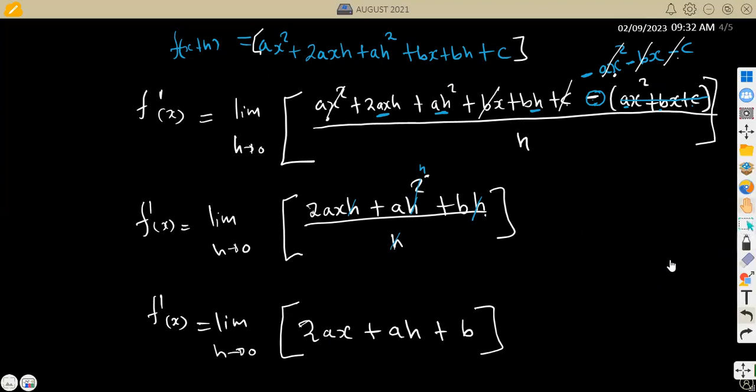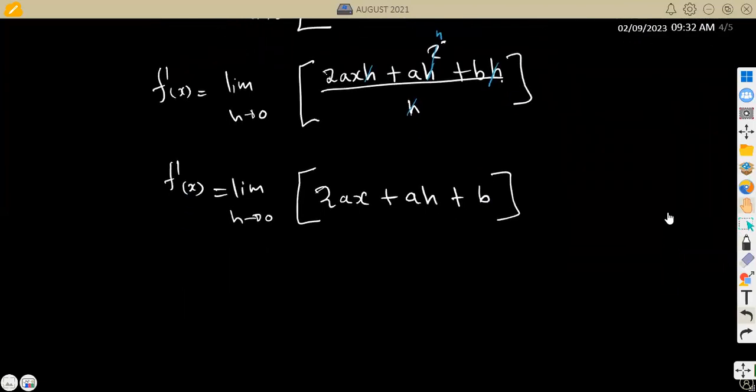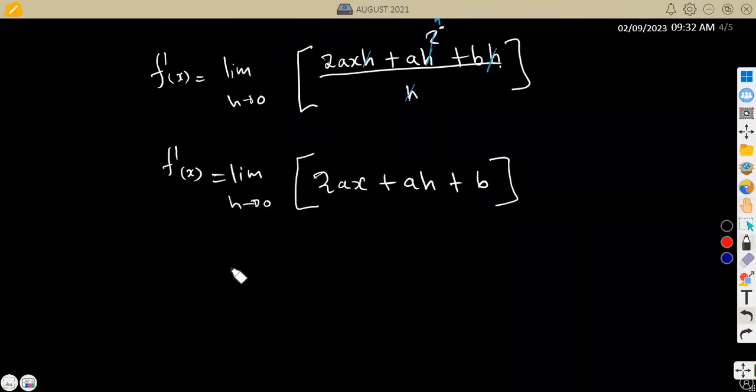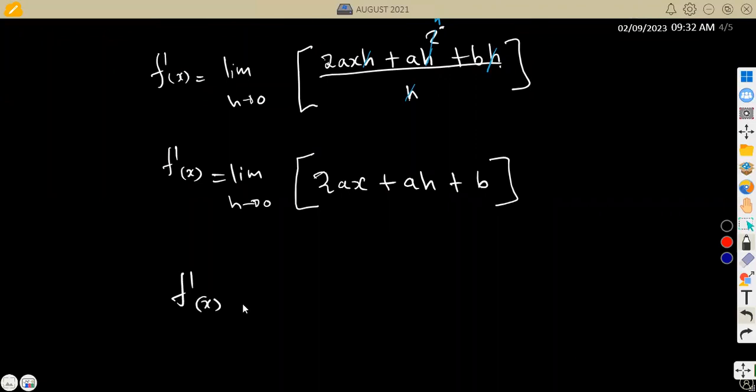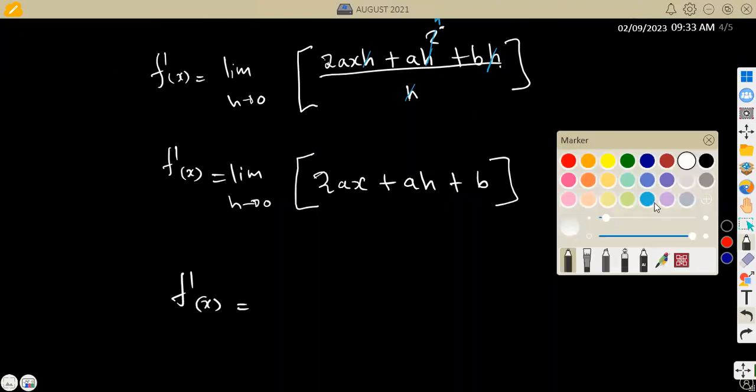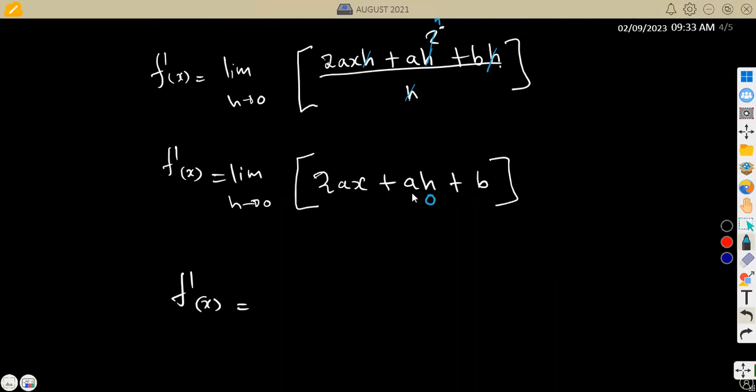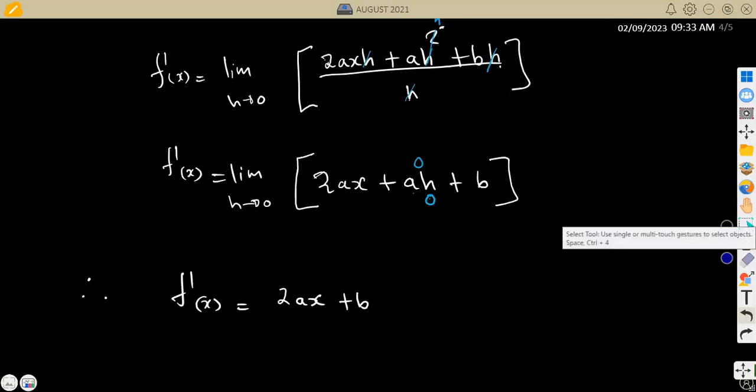So that means we can now apply the limits as h is approaching 0. So what is going to happen if h is approaching 0? Wherever there is h, we are going to substitute 0. So a times 0 is 0. So we are going to remain, therefore, with 2ax. So our answer is going to be 2ax plus b. So that is the derivative with respect to x from first principles for that given quadratic equation, f of x. Okay, so that was 5.1.